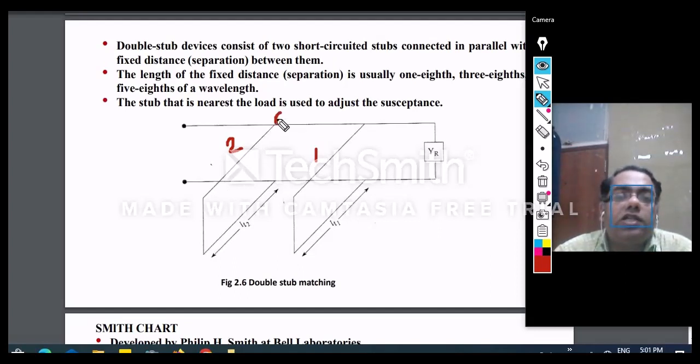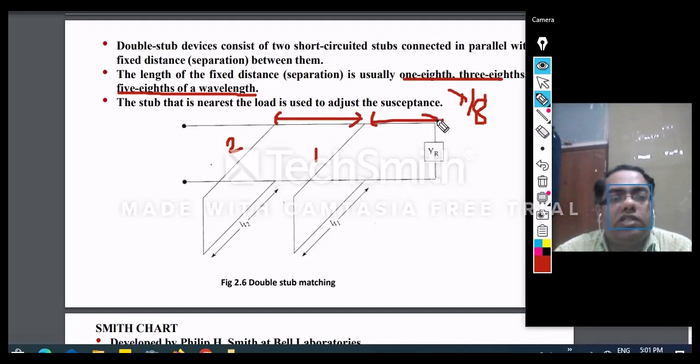Generally the distance between two stubs is fixed, and typically we take lambda by 8. So usually it is 1/8, 3/8 or 5/8 of a wavelength. This is the distance between two stubs. And from the load end we can put it at any arbitrary distance. There is no restriction. Anywhere we can place it.